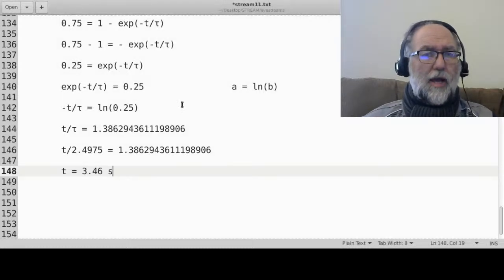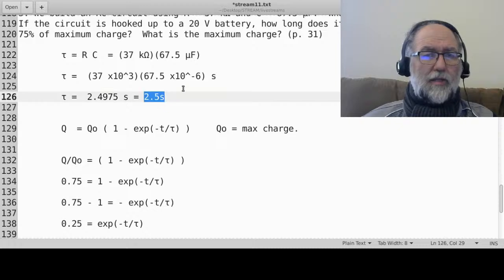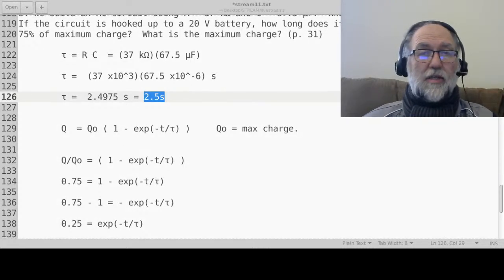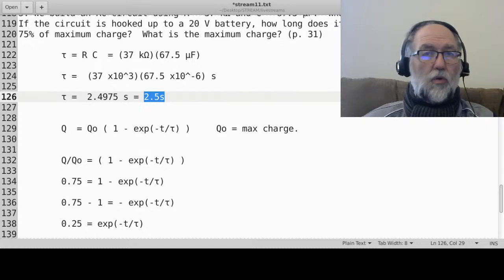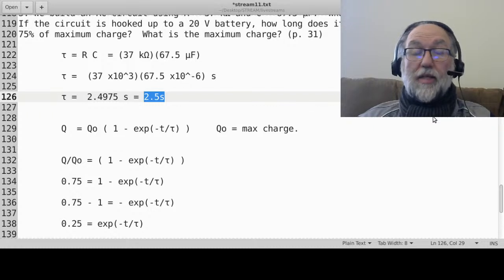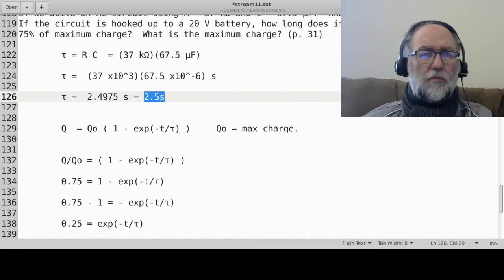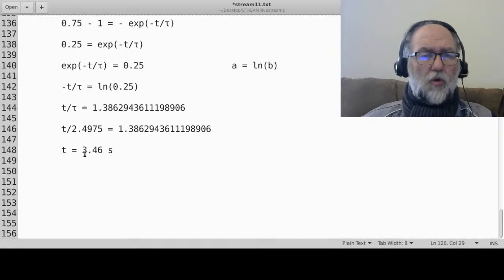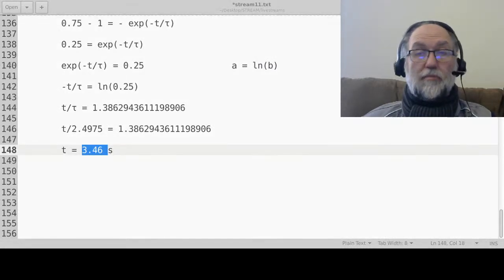Now you can sort of see what that characteristic time tells you. That characteristic time is saying that things on this circuit happen on the order of 2.5 seconds. So to reach 75%, is that on the order of 2.5 seconds? Yeah, it's a little bit more, but it's the same order.